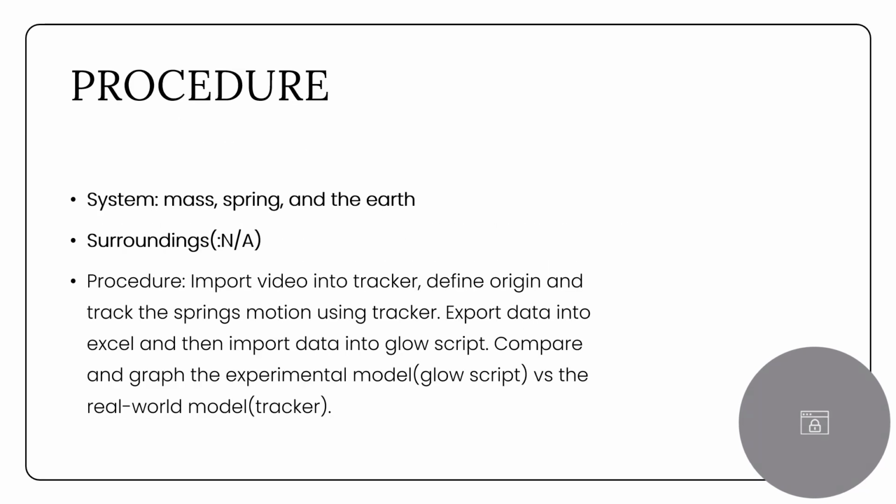So the procedure for this lab: first let's identify the system and surroundings. The system is the mass, the spring, and the Earth, and the surroundings are none, so that we can make work equal to 0. The procedure is to import video into Tracker, define origin and track the spring's motion using Tracker, export data into Excel, and then import data into GlowScript, and compare and graph the computational model, GlowScript, versus the real-world model, Tracker.